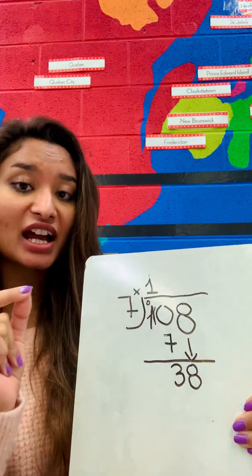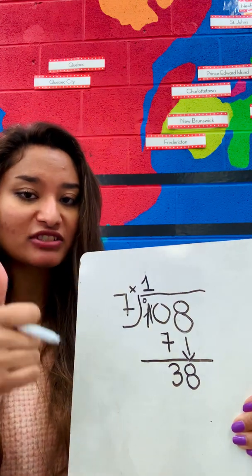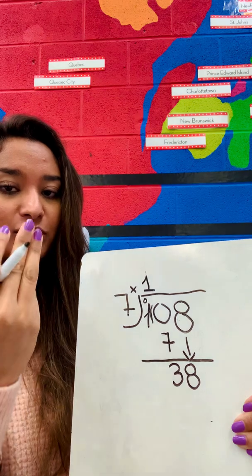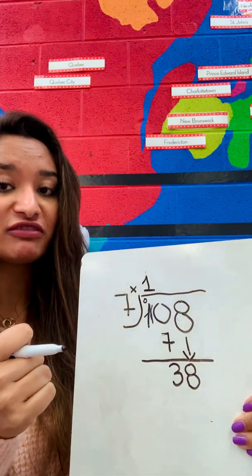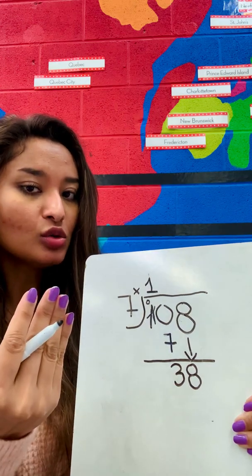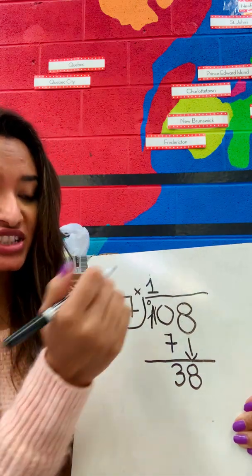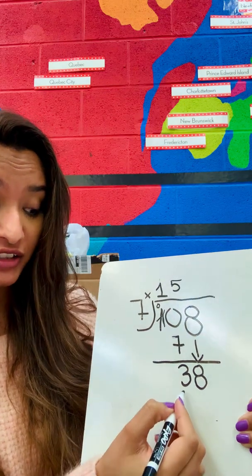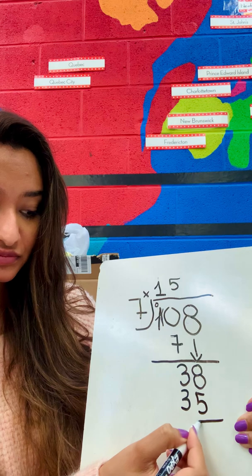And the biggest I can go is 7 times, so 7 times 1 gives me 7, 7 times 2 gives me 14, 7 times 3 gives me 21, 7 times 4 gives me 28, 7 times 5 gives me 35, 7 times 6 gives me 42. So, do I need a 42? No, because that's too big. So 7 times 5 gives me 35. That's the best I can use, right?